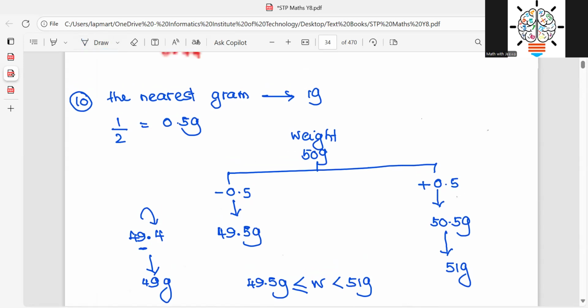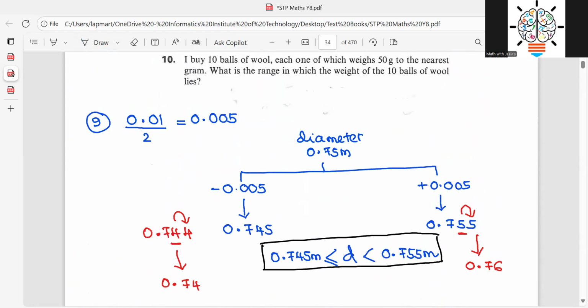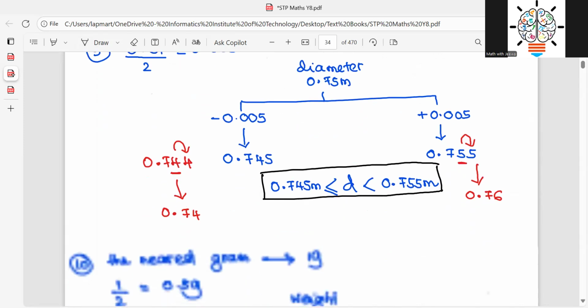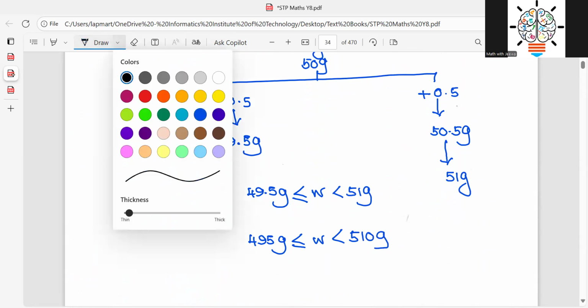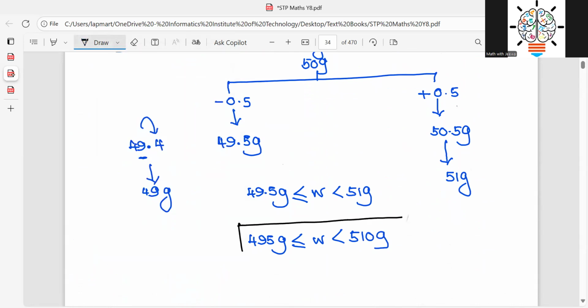Why is that? Did you read the question carefully? What is the range in which the weight of the 10 such balls lies? So this should be the final answer: you have 49.5, and when you multiply it by 10, that becomes 495 grams or more than that, and it should be less than 510 grams. So my final answer should be like this, right?